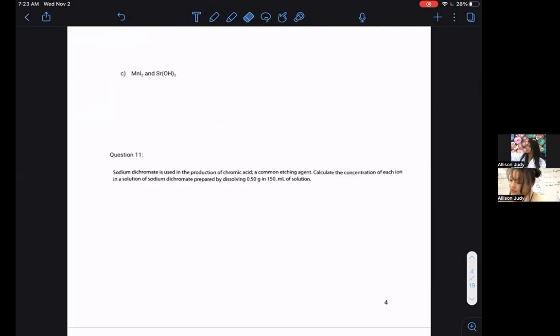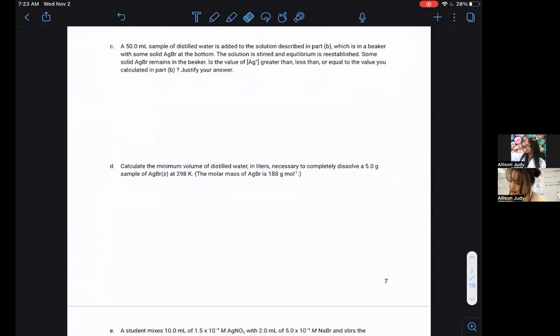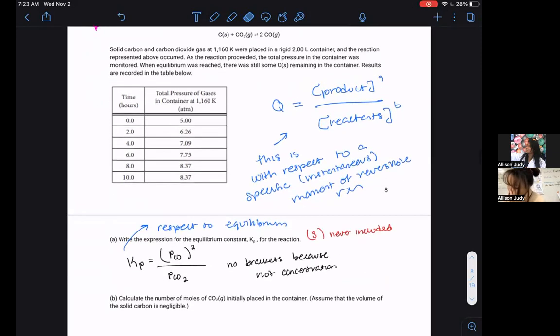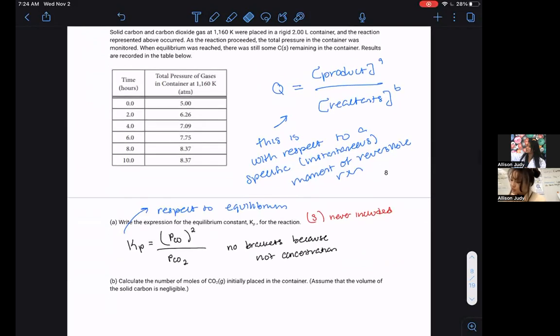So now let's go to the AP problem. And in the AP problem that we're addressing, we're actually going to finish out question number 2. We started it in previous AP question lectures. And now we're going to finish it out because now we have enough information to finish it out. So let's go ahead and get my thing set. So what you can do here is we were told previously, write the expression for the equilibrium constant Kp in terms of pressure for the reaction.